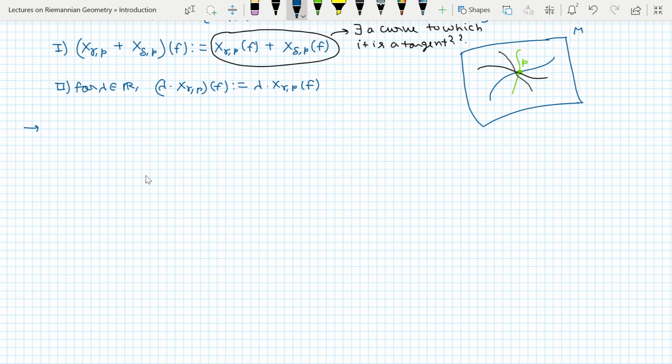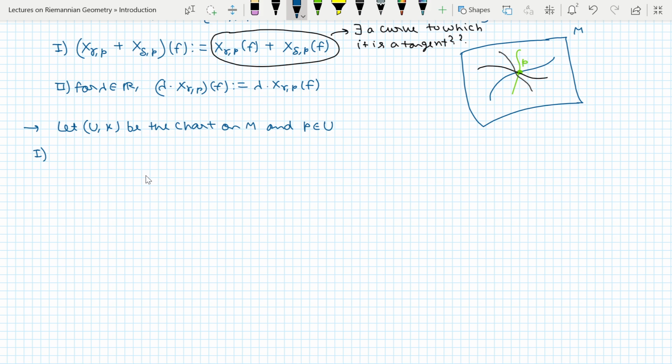So let's do that. How do we do it? Well, we go into the chart. So let (U, x) be the chart on M and p belongs to U. Of course, this is our point of consideration. Then we need to construct the curve.